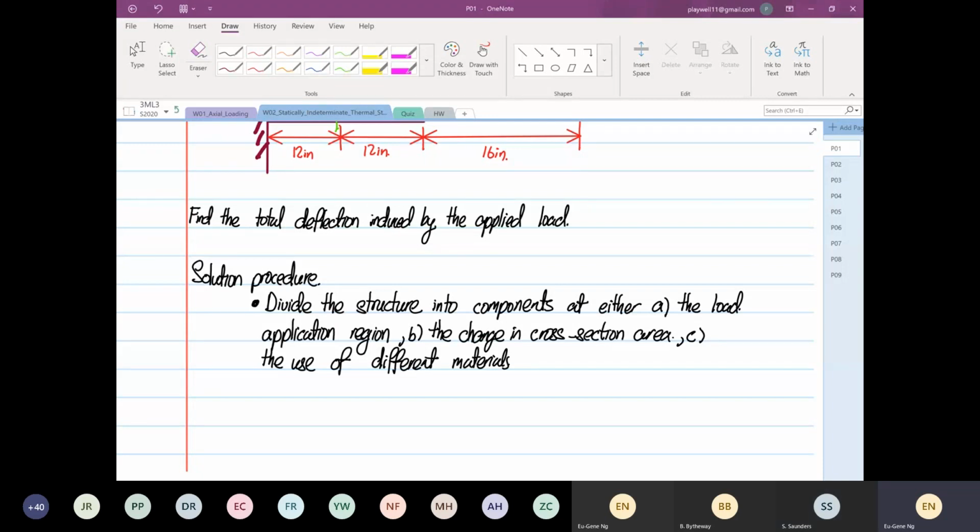Someone asked, is the extension due to temperature? For this case, not checked. I think the extension is a different material. For this case, the materials are all the same.